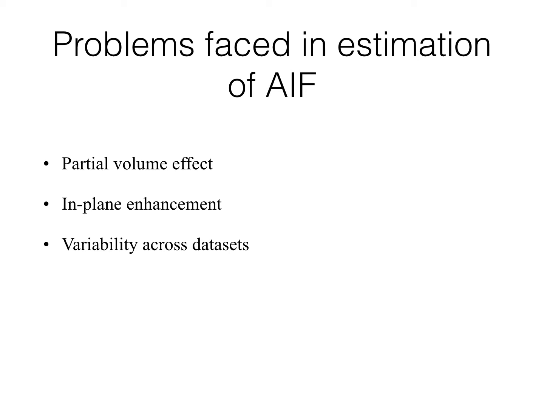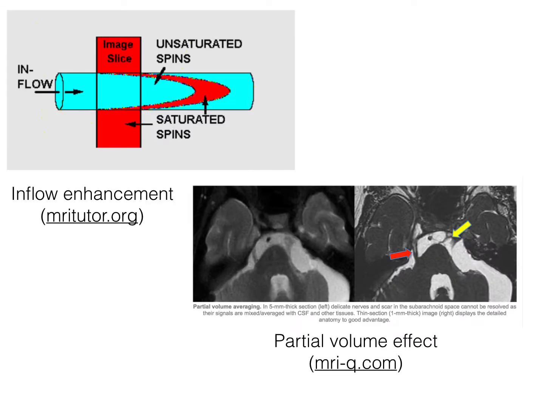So what are the current problems faced in arterial input function? The first important major problem is the partial volume effect and the in-plane enhancement. So what is in-plane enhancement? The idea is when you saturate a slice, if a blood vessel flows through it perpendicular to the saturation, then the blood which has been saturated is not constant and it's transient. So the saturated blood keeps moving, but in dynamic contrast enhanced MRI, we are looking for the change in concentration, which we really can't capture if the saturated blood leaves the plane.